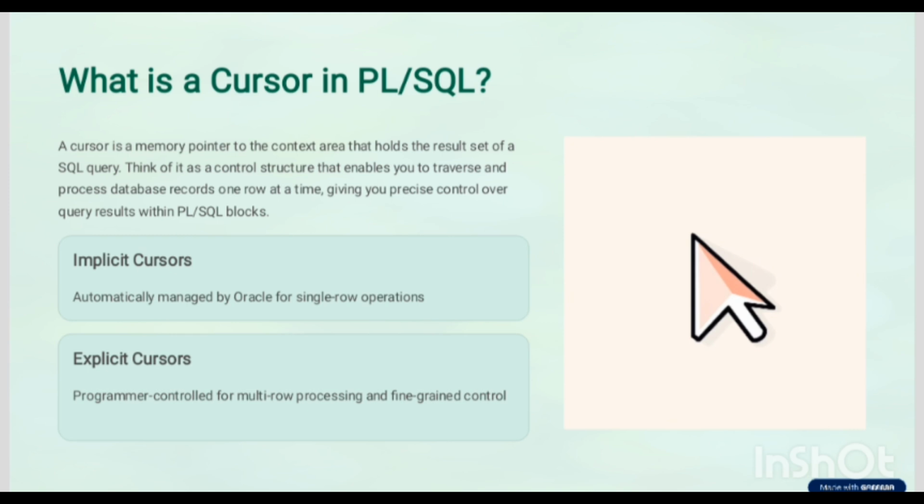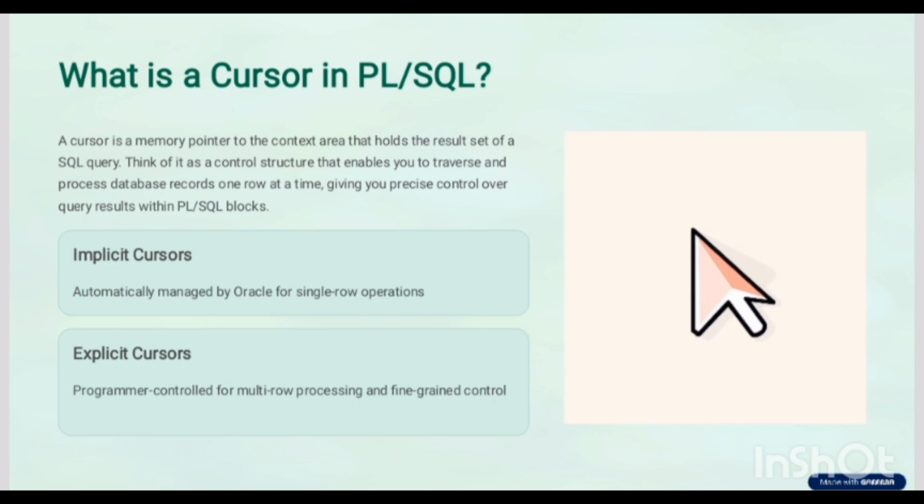In programming terms, a cursor allows us to access and process each row of a query result one at a time, especially when a query returns more than one row. This is important because PL/SQL does not automatically process multiple rows. It needs a cursor to do that. The cursor is generally categorized into two parts: implicit cursor and explicit cursor.